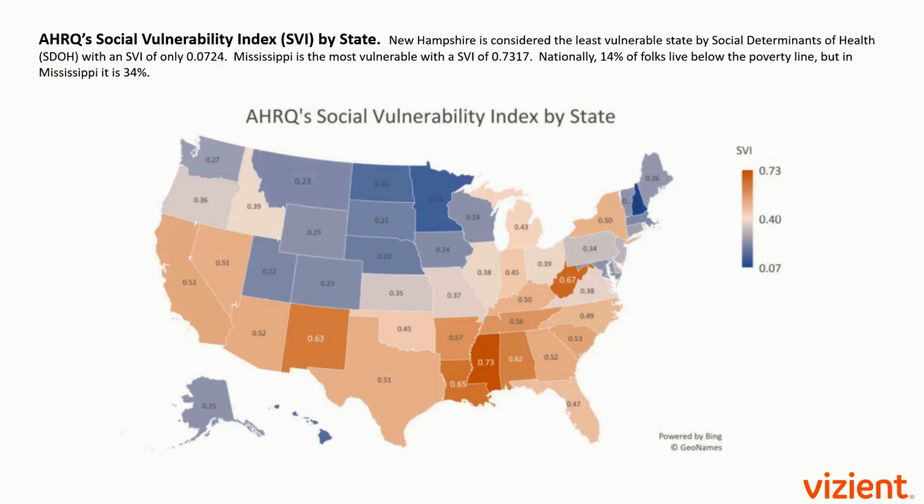This map shows AHRQ's SVI aggregated by each state. You can see some of the poorer states, Mississippi, 0.73, versus New Hampshire, which is probably the wealthiest and least vulnerable, with only 0.0724 in their index.